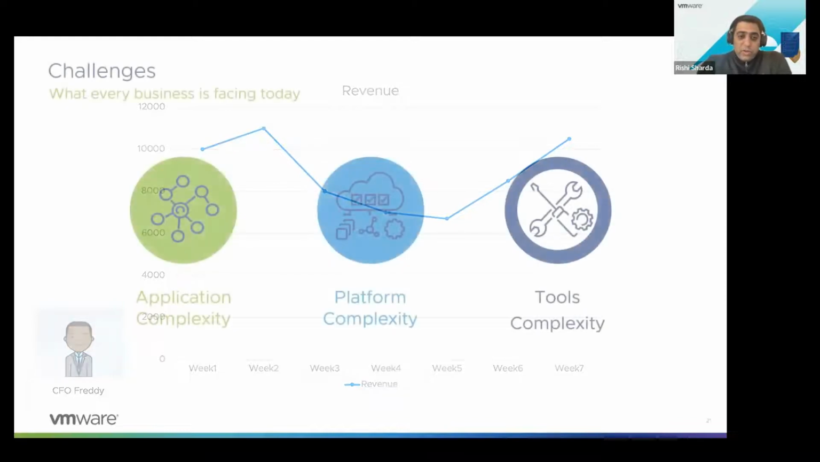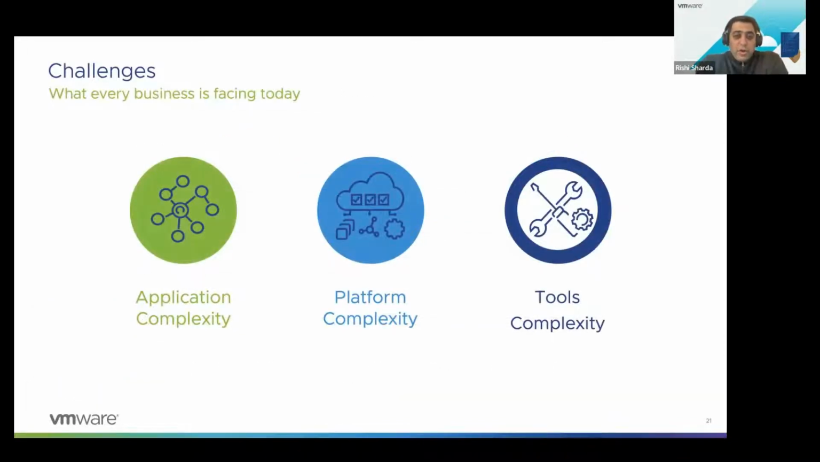Now, this sort of scenario occurs in almost every organization that is customer facing these days. So, what are the main challenges that every organization faces today? Number one is your application complexity. Over time, applications have become way more complex, especially with service-oriented architecture and the advent of Kubernetes, the applications are way more dynamic, way more complex.